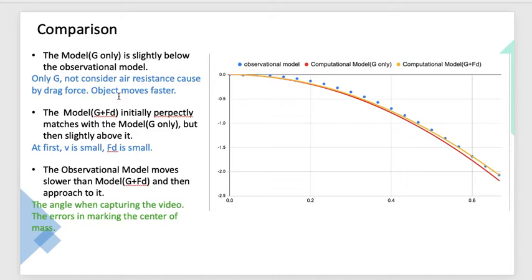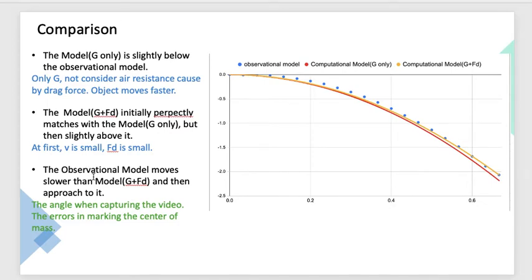The second is that I compare the model that considers the drag force and the one that does not. We'll see that at first they matched each other perfectly, but as time goes on, the model with drag force was slightly above it, which means that the velocity will be smaller. This makes sense because at first the velocity is very small and the drag force is not that large. As time went on, the velocity became larger, the drag force became larger, and made the difference even larger.